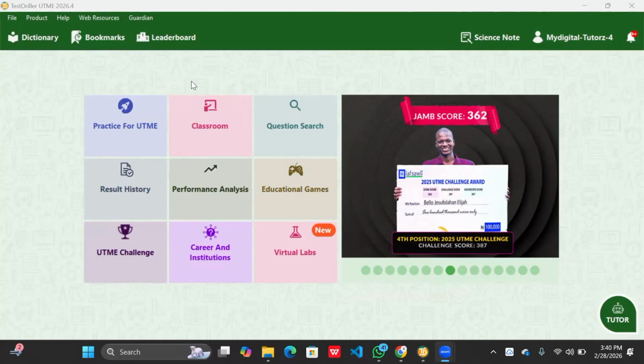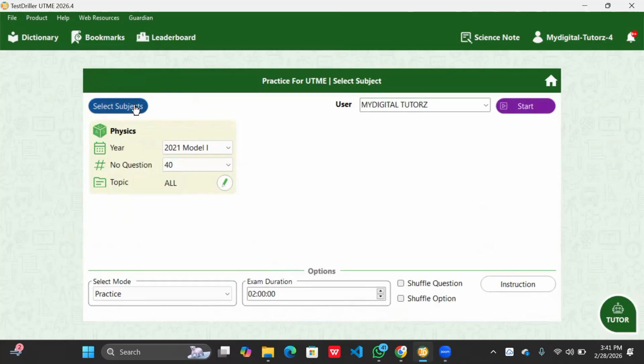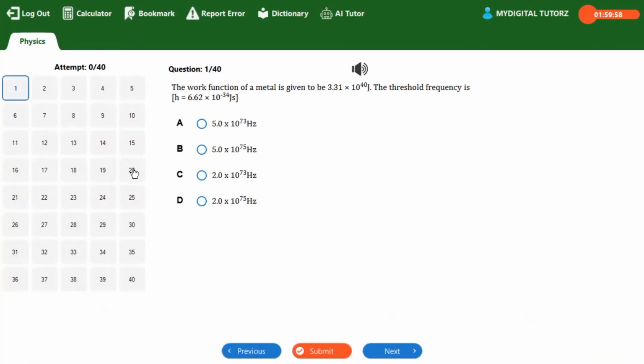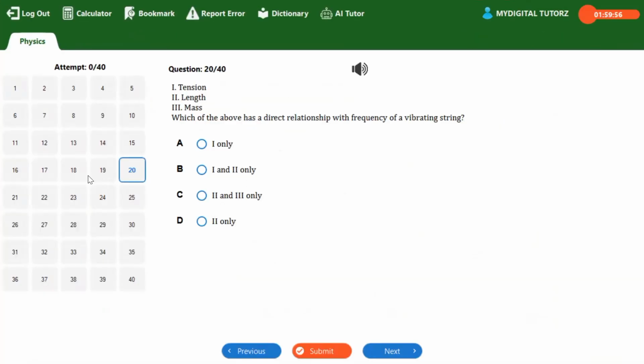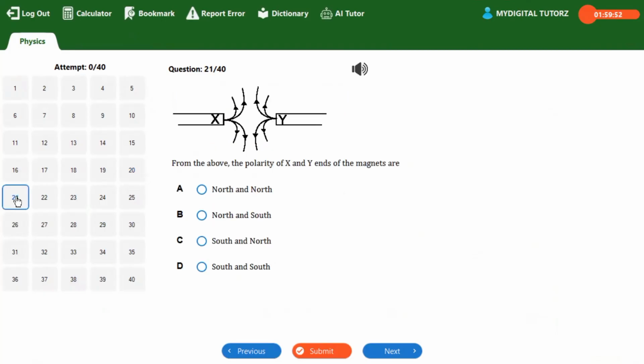This is the continuation of our 2021 past question solution series on physics. In our last session, we stopped at question 20. So today we continue from question 21.